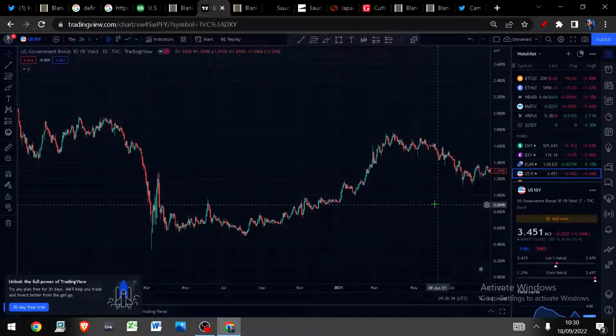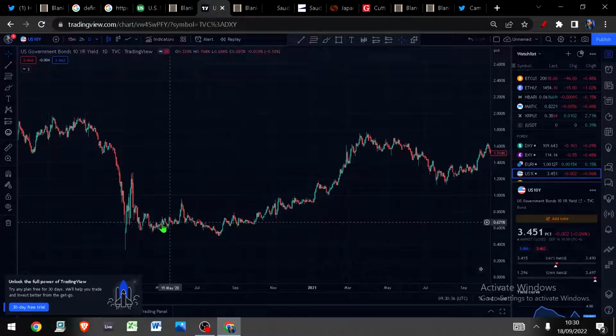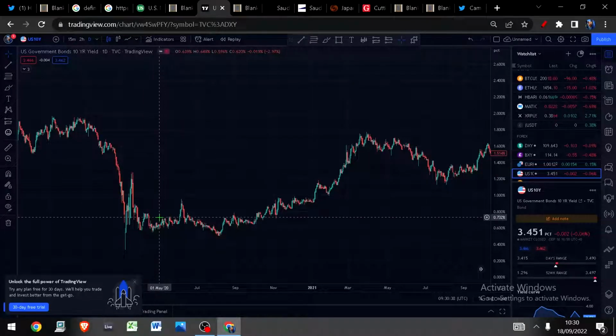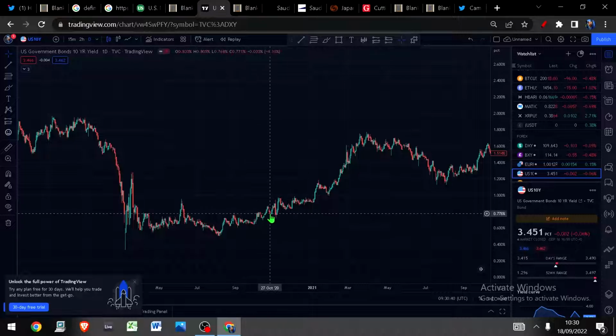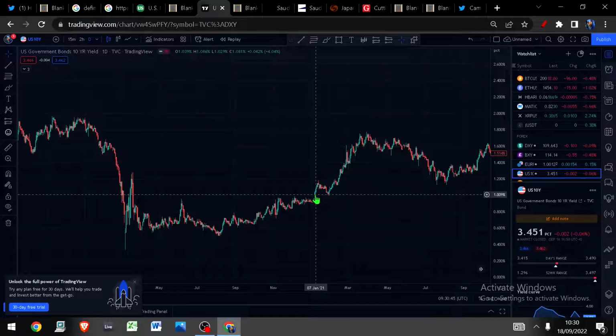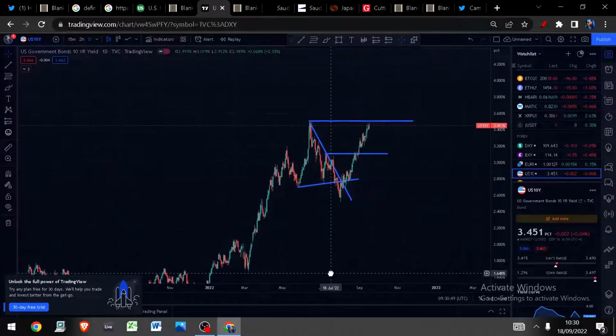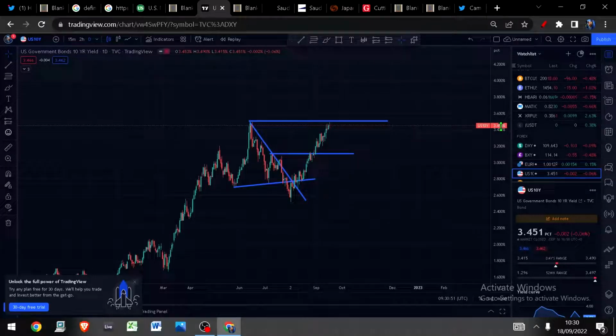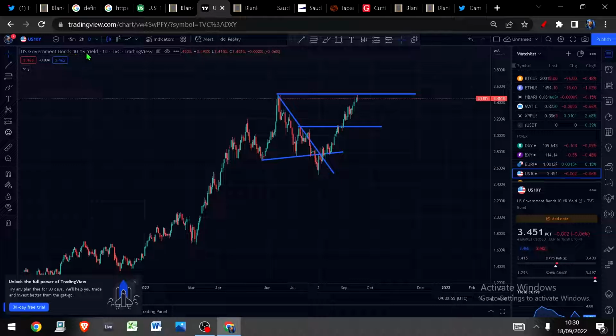So this is why I often use this chart. You can see back here around April of 2020 through to say November of 2020, we were sub 1%. We crossed above the 1% threshold in January 2021, and since then, as of Friday's close, we are at 3.451% on the US government 10-year yield.